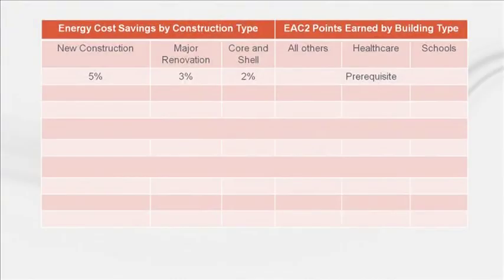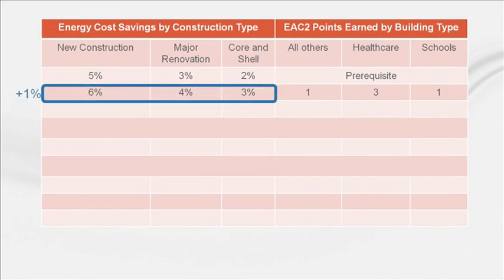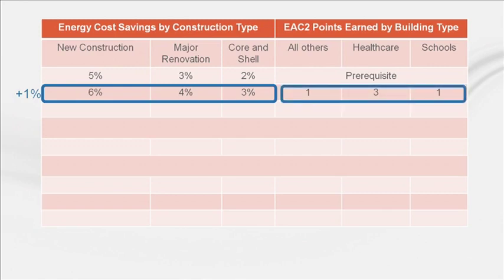Let's build a table that shows how many credit points are achieved at different levels of energy cost savings. Recall that the prerequisite minimum performance levels are different for new construction, major renovation, and core and shell. So accruing credits begins at different percentage improvement levels. A 1% improvement in any of the construction categories begins earning points. Note that a 1% improvement for healthcare receives 3 points compared to 1 point in all other building categories.